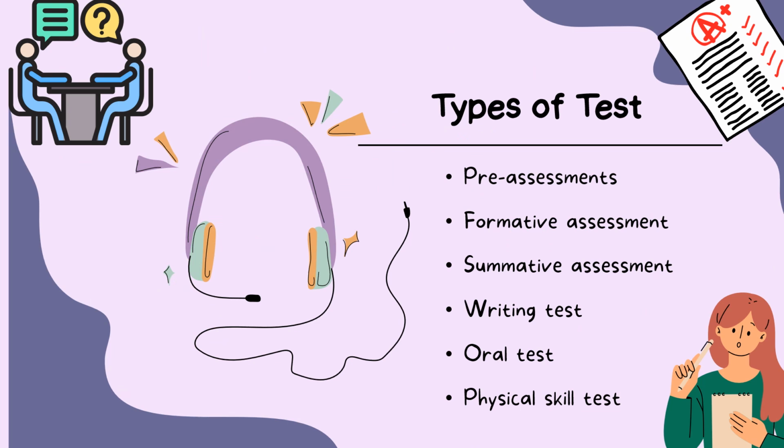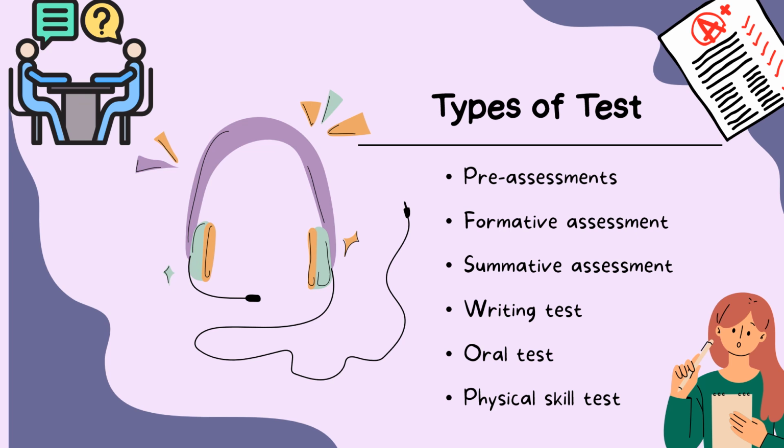So, types of tests. Yes, what are a couple of examples of college tests? Well, it varies. It could be anything from pre-assessments, formative assessments, summative assessments. Okay, that is a lot of assessments. I know, right? But those are not the only types of tests. There are also writing tests, oral tests, and physical skill tests.